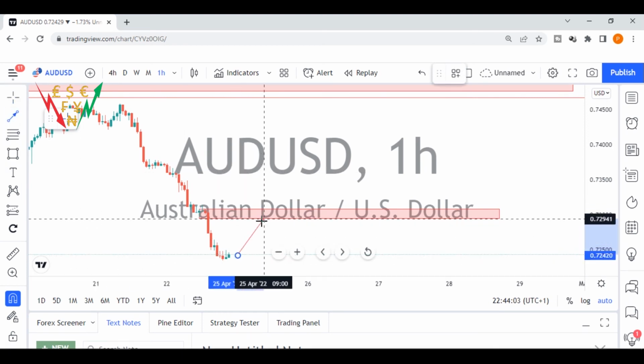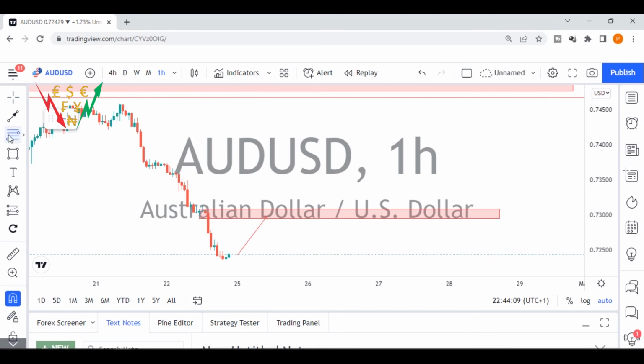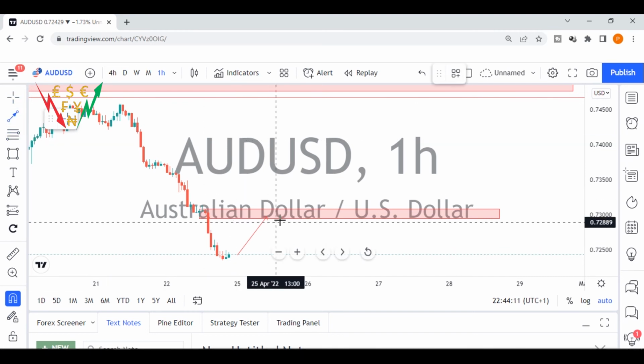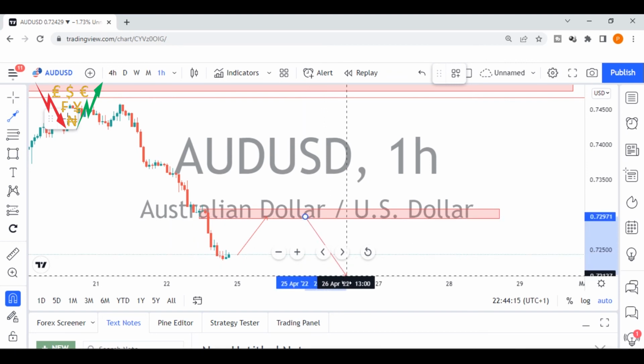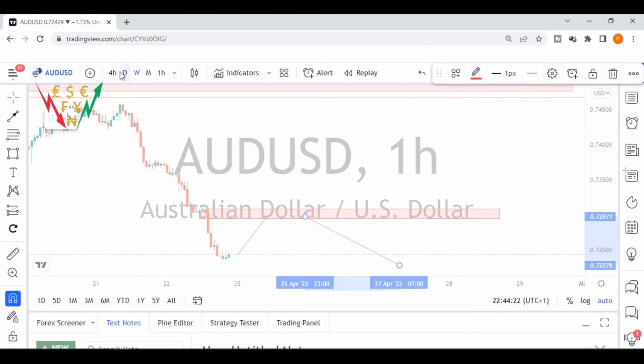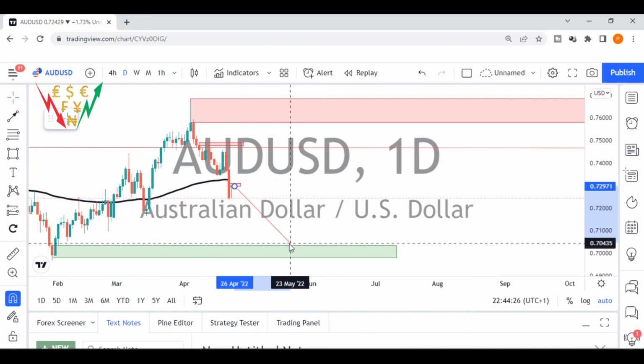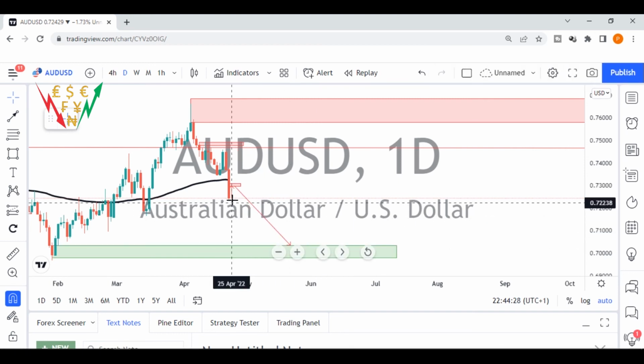Price to come into the zone first, and then I want to see price react in this zone, react a little bit, and price coming downwards. To what level, guys? We'll see from the daily time frame. Price coming downwards to the zone.